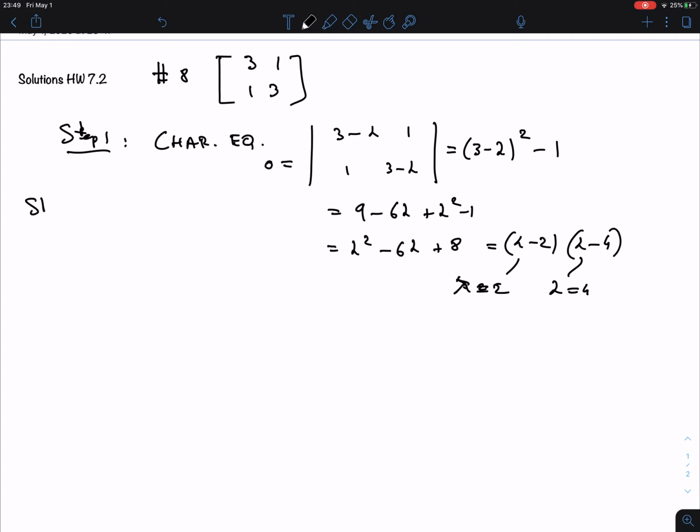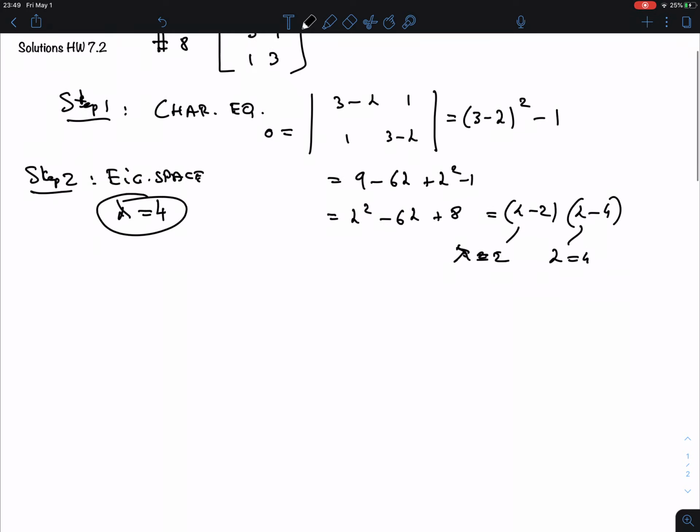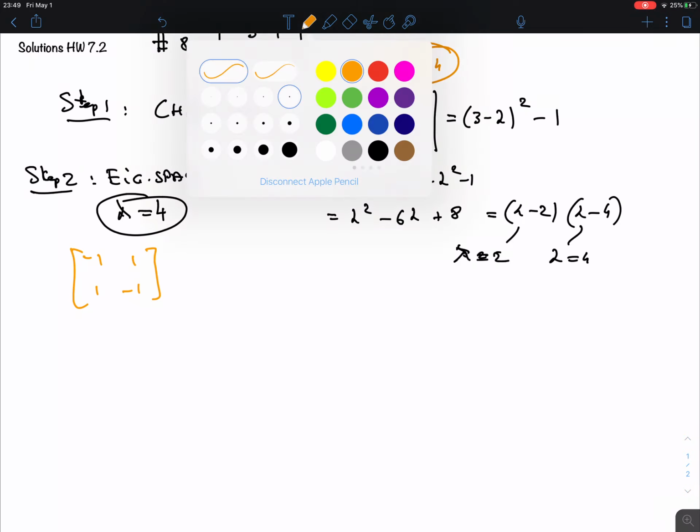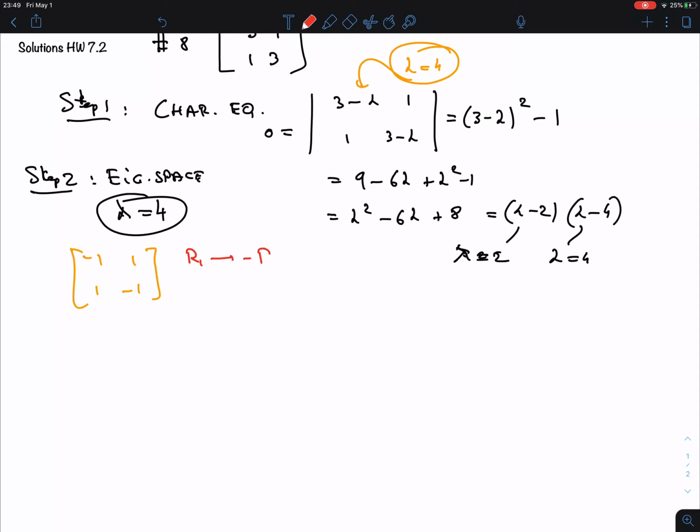So step 2, eigenspace. I'll do lambda equals 4 for a change, to see that you don't always have to do the same. Okay, so we do lambda equals 4, plug that in here, we get minus 1, 1, 1, minus 1, right? I need to get rid of this, so I'm going to do row 1 minus row 1. We get 1, minus 1, 1, minus 1. And of course, we see that since the two rows are the same, we replace row 2 by row 2 minus row 1, and you get 0.